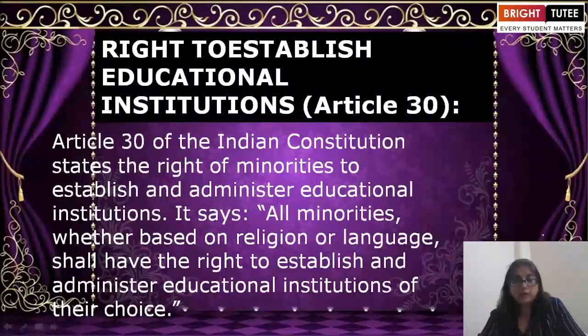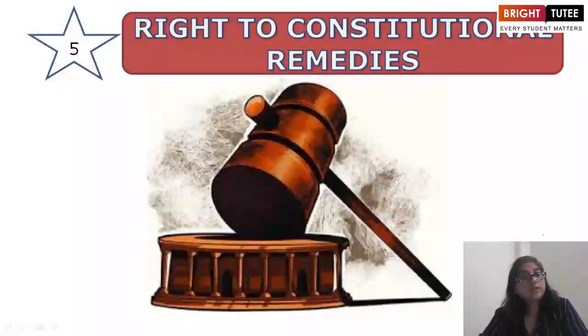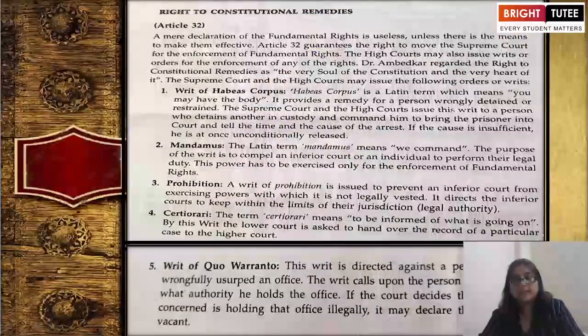Article 30 of the Indian Constitution states the right of minorities to establish and administer educational institutions. It says all minorities, whether based on religion or language, shall have the right to establish and administer educational institutions of their choice. Right to constitutional remedies.